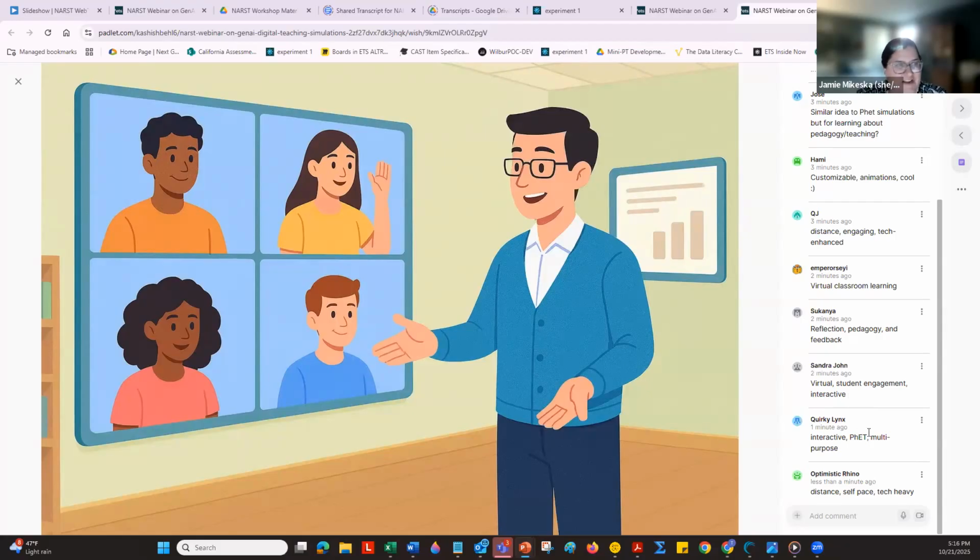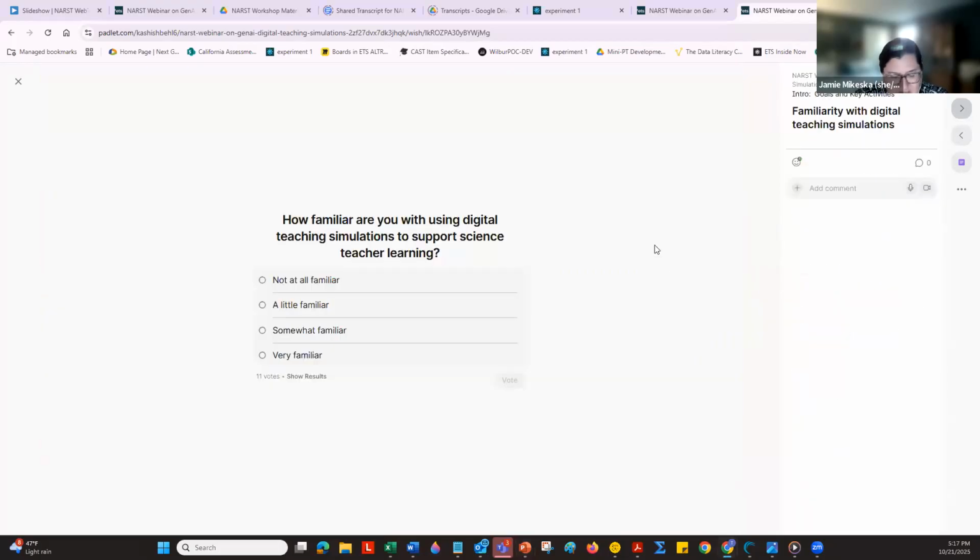So this idea that it's interactive, that there's some communication happening. There's another one for interactive, and multi-purpose. And then someone said distance, self-paced, and tech heavy. Are there any others there that I missed? So we see some commonalities in terms of virtual, engagement, being interactive, and the focus on pedagogy and teaching. Great.